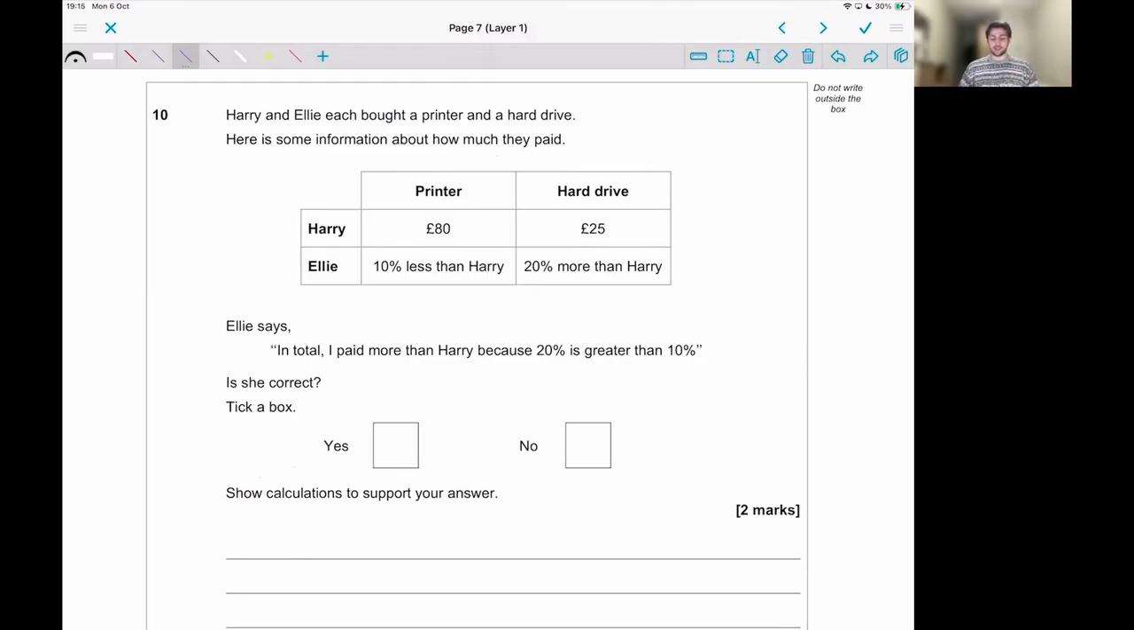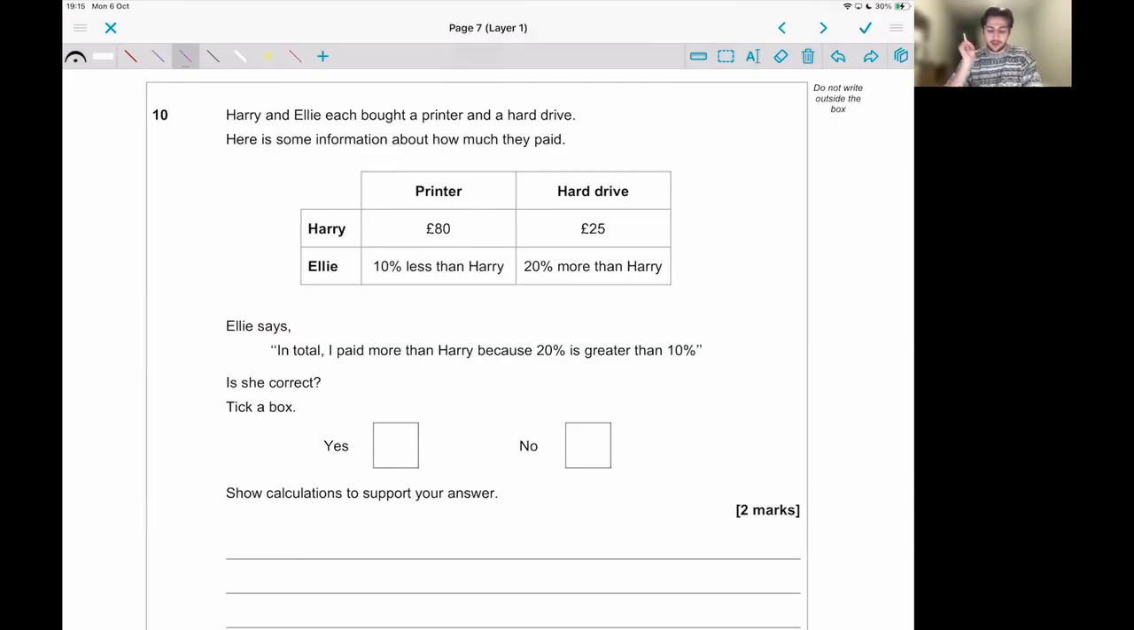But is she correct? I'll leave you to think about that for a moment while I have a drink of water, and then I'll explain. Is she correct? Well, we don't know. We're going to have to do a little bit of calculating.